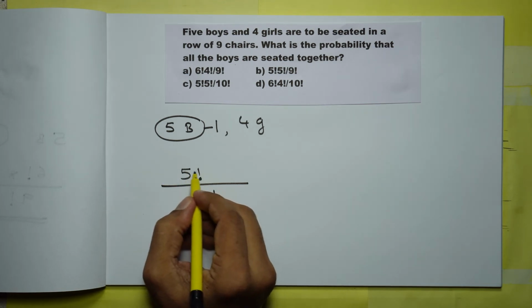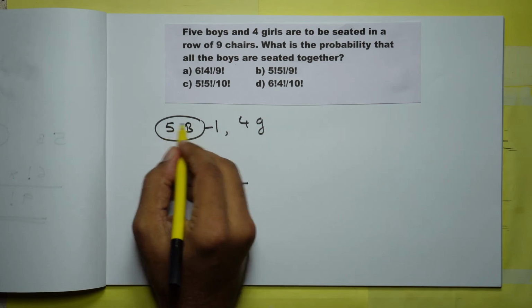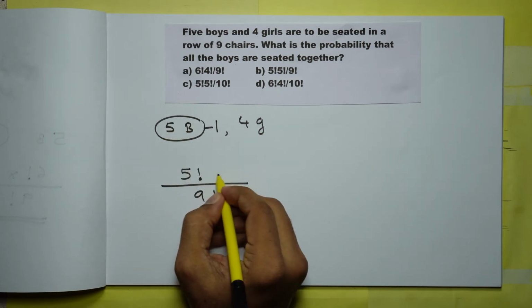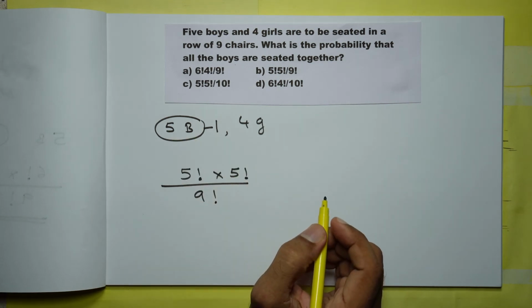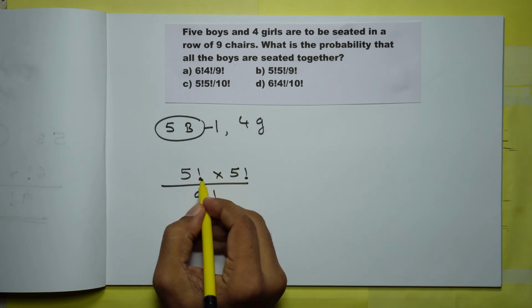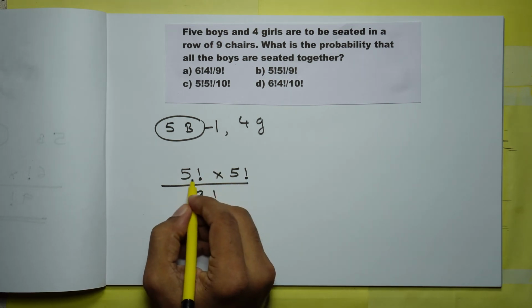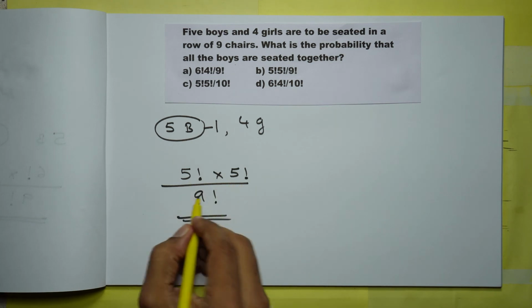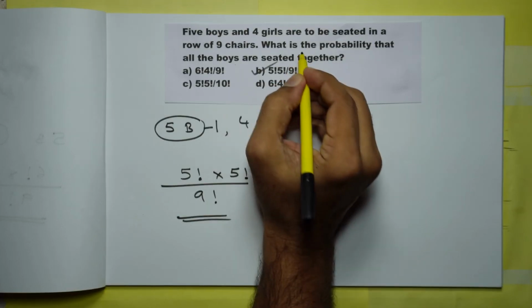And in each of these 5 factorial arrangements, the 5 boys among themselves can be interchanged. 5 boys among themselves can be interchanged in 5 factorial ways. So this is the number of favorable cases out of a total of 9 factorial. So probability is 5 factorial into 5 factorial by 9 factorial. That is option B.